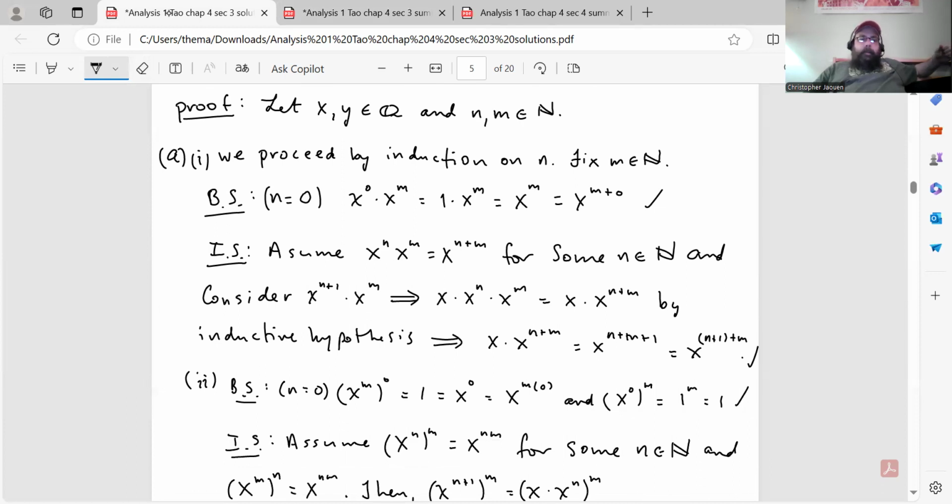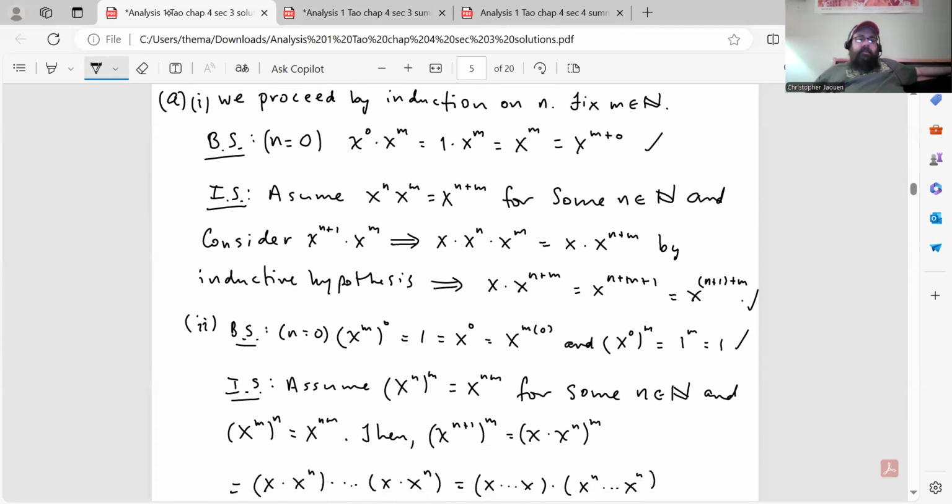All right. Base step, n equals 0. X to the 0 times x to the m equals 1 times x to the m by the way we define x to the 0, which is equal to x to the m because the multiplicative identity doesn't change the value when you multiply by it, which is equal to x to the m plus 0 power. All right, that's the base step satisfied.